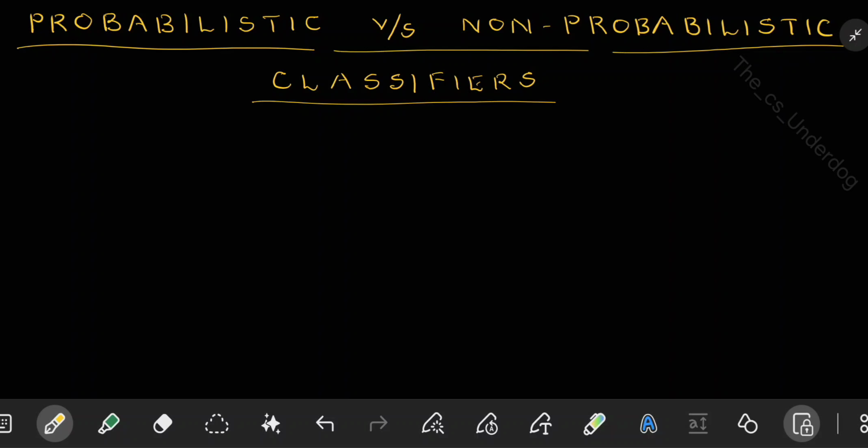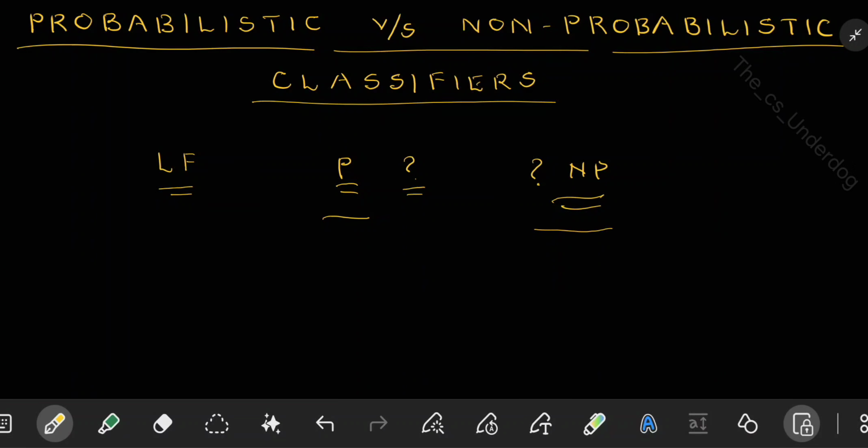Probabilistic versus non-probabilistic classifiers. In the last few lectures, when we discussed loss functions, we mentioned at some places that these loss functions are applicable for probabilistic classifiers and these ones are not. In those cases, you would have wondered what exactly are probabilistic classifiers and what are non-probabilistic classifiers. So here we are going to clarify exactly what they are.